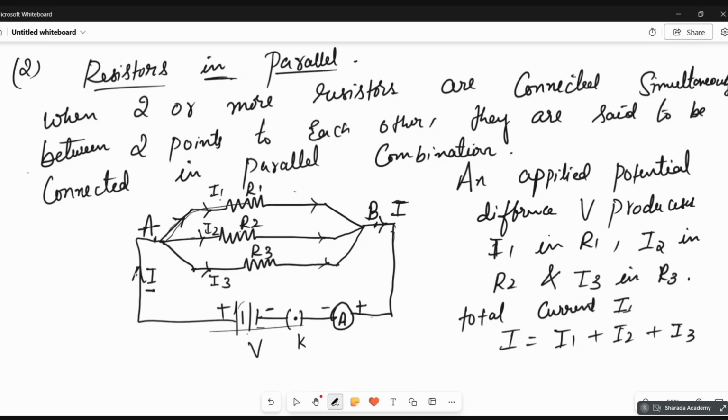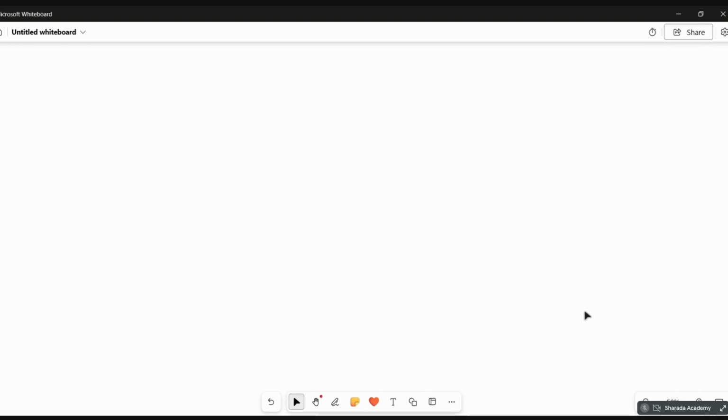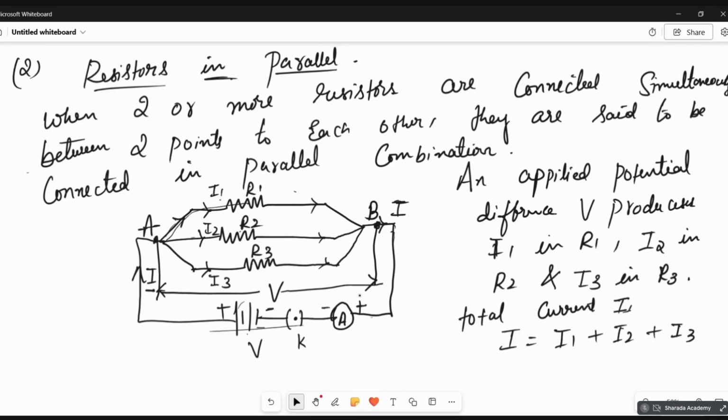And how is it divided? See here, total current, whatever is there, can only be divided by all the three, right? So total current I is equal to I1 plus I2 plus I3. And since they are connected between the same two points, they have the same voltage. So all the three resistors will have the same voltage, but they will have different current.